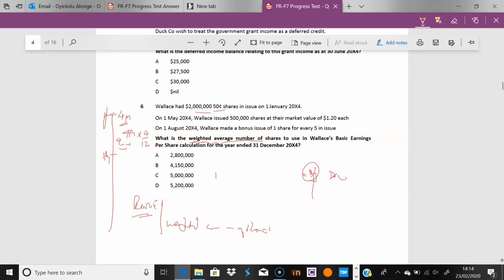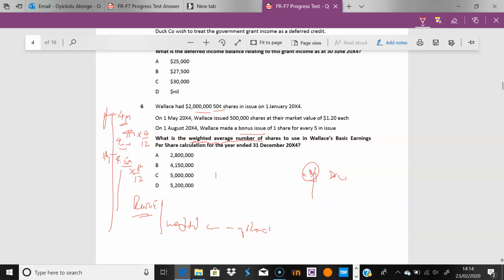Then on the 1st of May, I issue another 500,000 shares. So from the 1st of May, I will have 4.5 million shares, won't I? Because I have the existing 4 and times 8 over 12. Now, I'm writing this already. I should probably just highlight what's going on here.